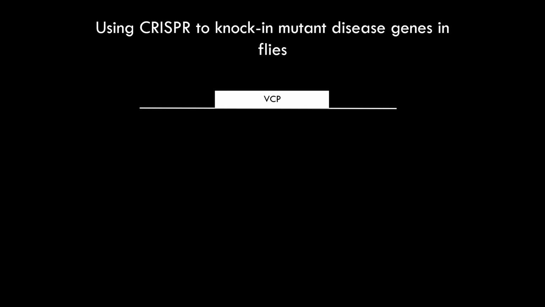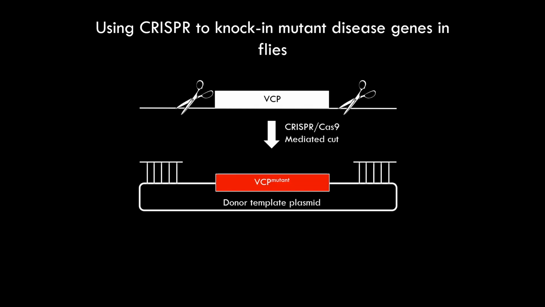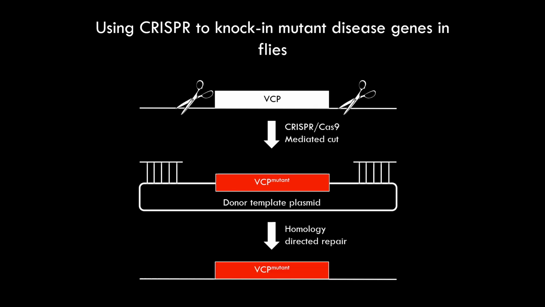Using CRISPR to knock in mutant disease genes in flies. This explains how we use CRISPR to insert VCP disease mutations. The first thing you do is you have a gene, and for this example we have VCP. Then the CRISPR-Cas9 will cut this gene out, and then with the use of a donor template plasmid that's carrying the VCP mutant, it'll insert it in through the natural homology directed repair.